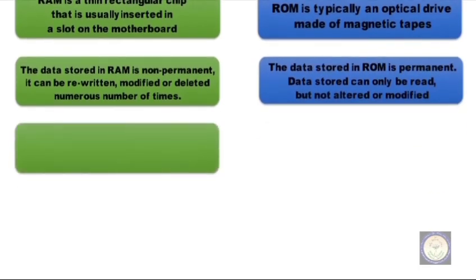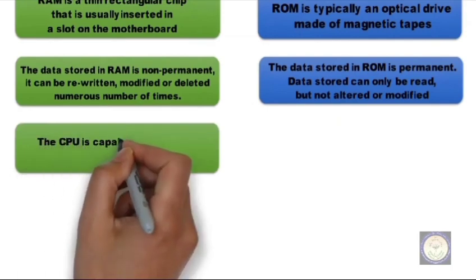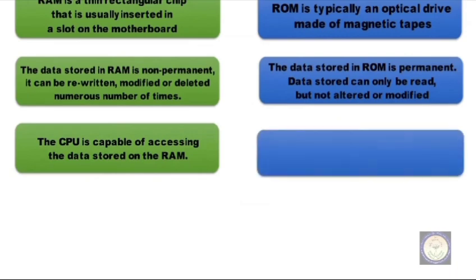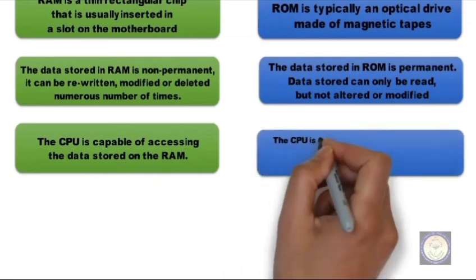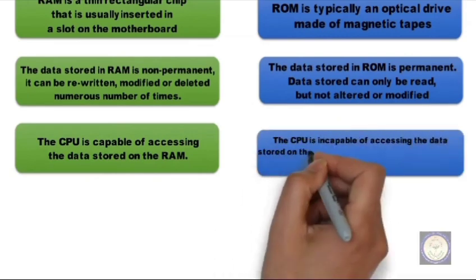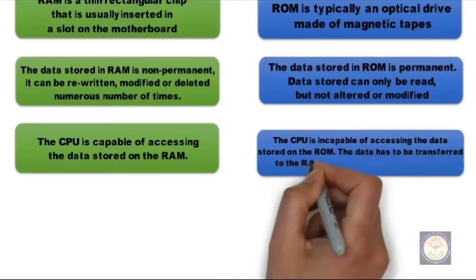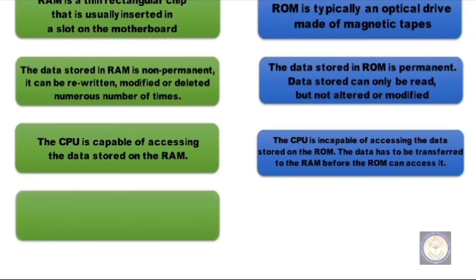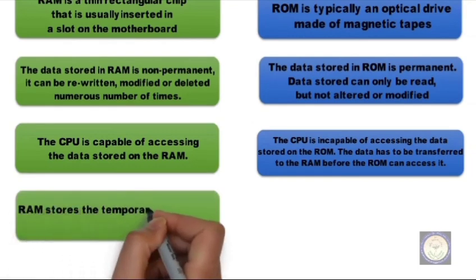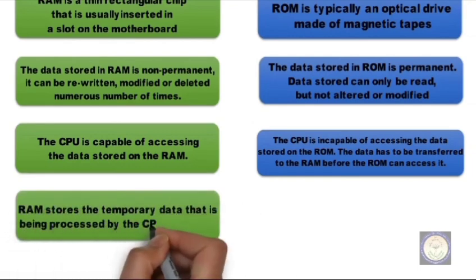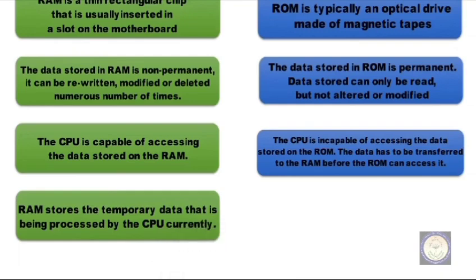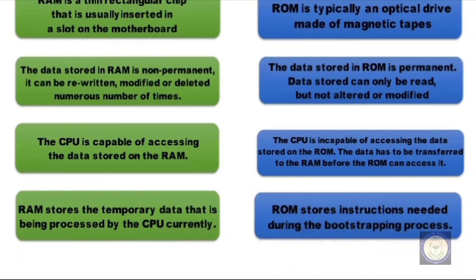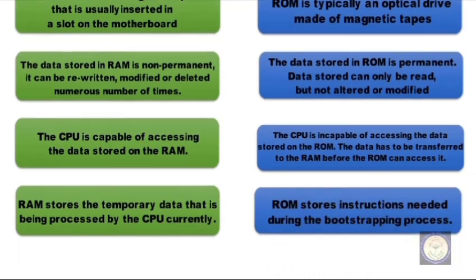In terms of CPU data access, the CPU is capable of accessing the data stored on the RAM, while the CPU is incapable of accessing the data stored on the ROM. The data has to be transferred to the RAM before the CPU can access it. In terms of data storage, RAM stores the temporary data that's being processed by the CPU currently, while ROM stores instructions needed during the bootstrapping process.